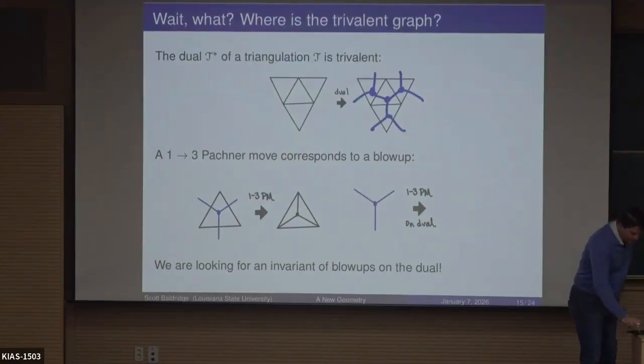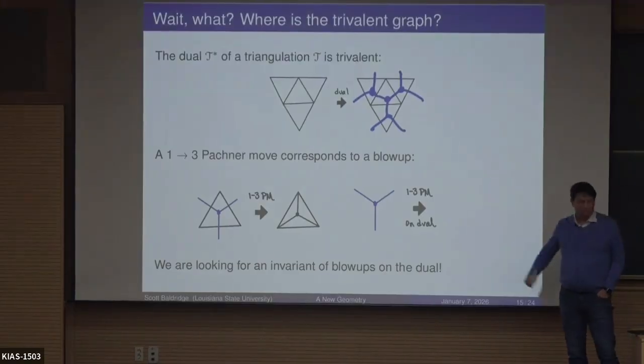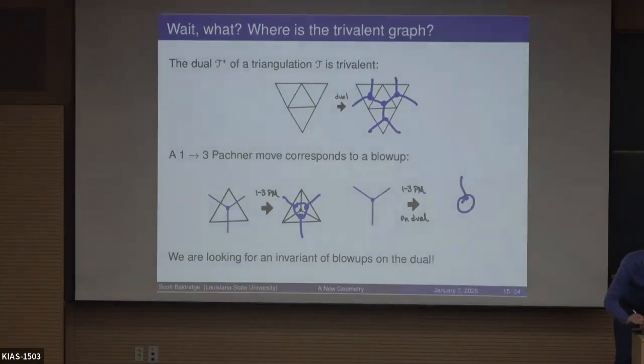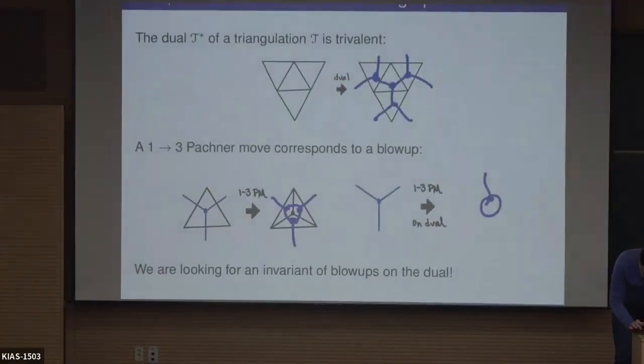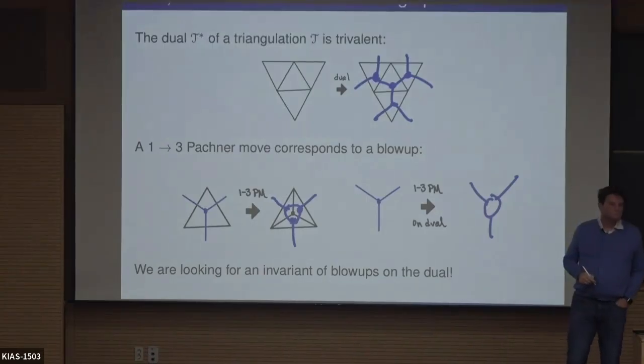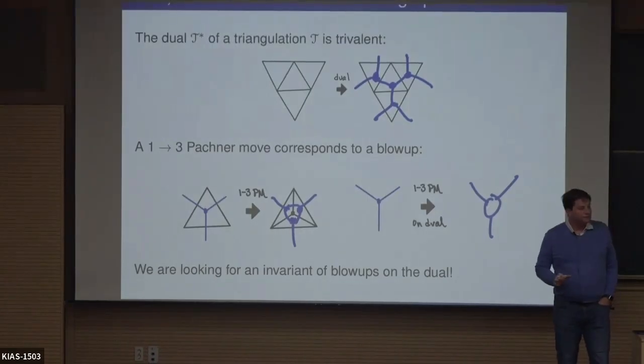Okay? And if I do that, I need to know what the 1-3 Pachner move looks like. So the 1-3 Pachner move is, well, I'll take the dual here. The dual is just a blow-up. You take your original vertex and you replace it by a 3-cycle. Not too hard. But now I know what I need to search for: an invariant that's invariant under that move.